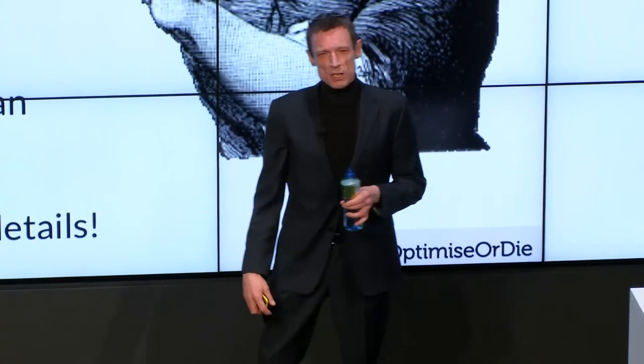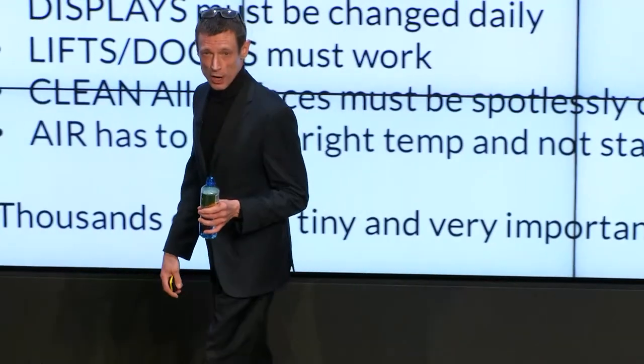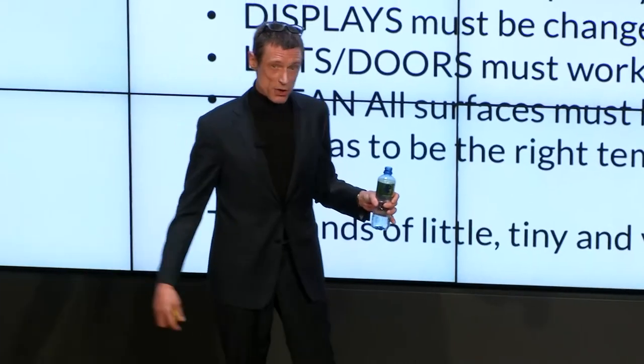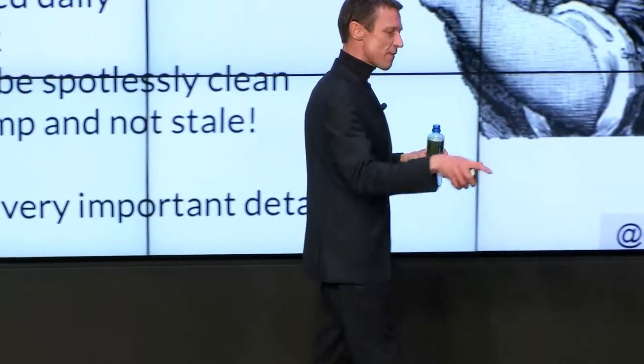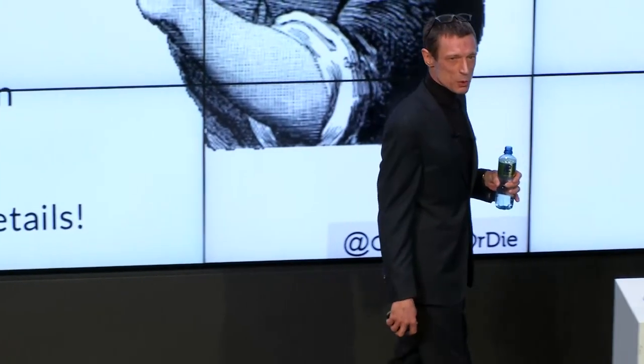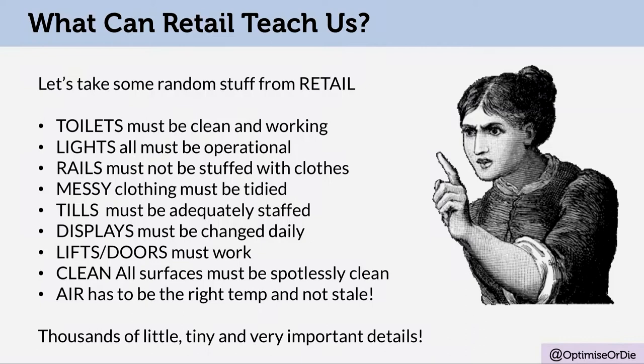But what can retail teach us? You go to John Lewis, you have a wonderful experience, it's absolutely fantastic, but you go into the toilets and it looks like World War III has erupted in there. That's not a good retail experience. All this stuff has to work. If the rails are too jammed or closed, it doesn't matter if the store looks great. You can't see the clothes, you're not going to put them in your basket, you're not going to go to the till. All of these thousands of tiny little details must work without fail for you to have a decent retail experience, because you can have all of these and if there's a queue at the tills, that's it, all bets are off.